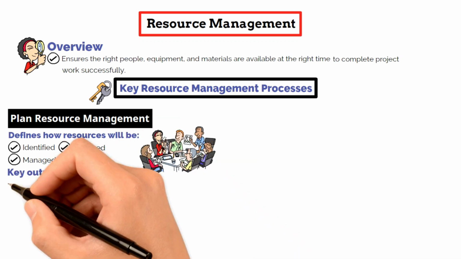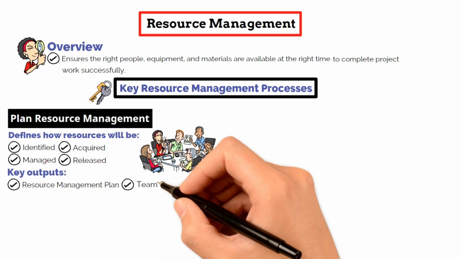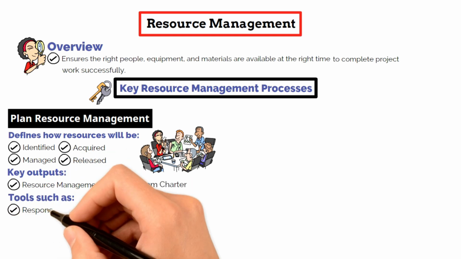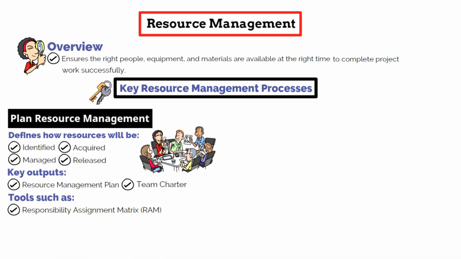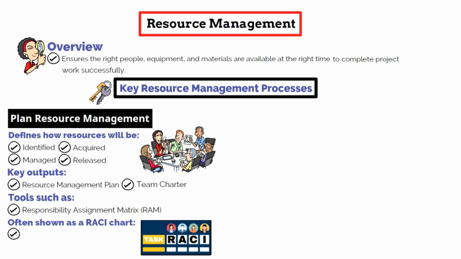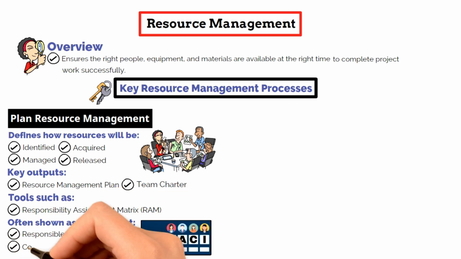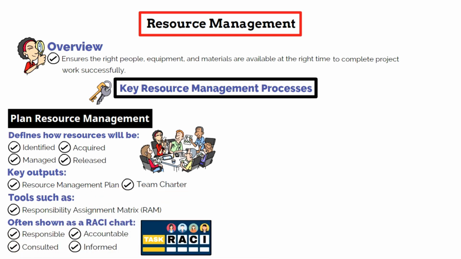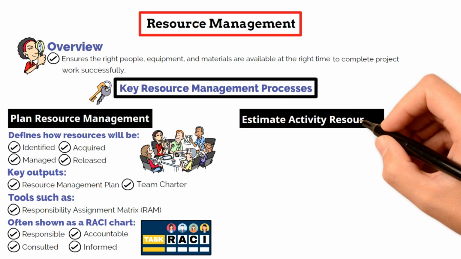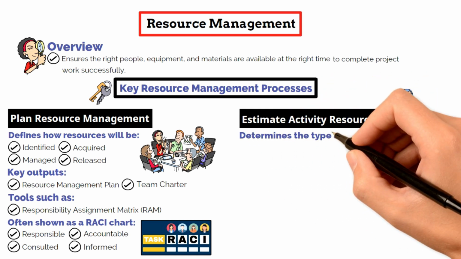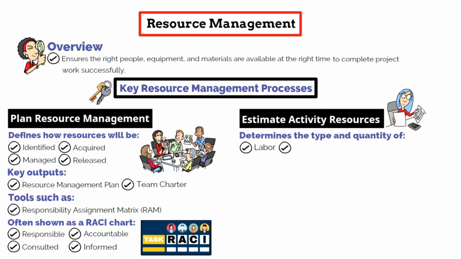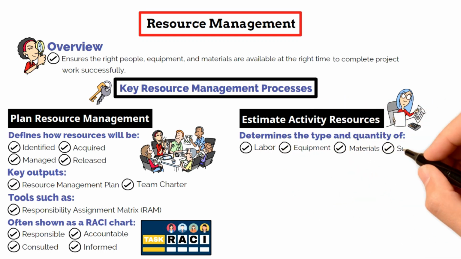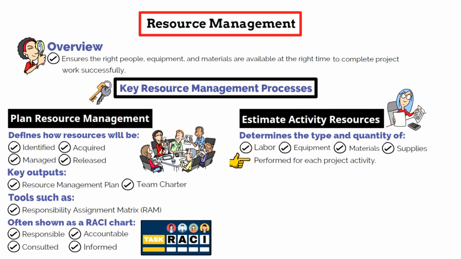The outputs include the resource management plan, the team charter, and tools such as the responsibility assignment matrix, often shown as a RACI chart, which clarifies who is responsible, accountable, consulted, and informed for each task. Next, you estimate activity resources. This step involves quantifying the type and amount of labor, equipment, materials, and supplies required to perform each activity.